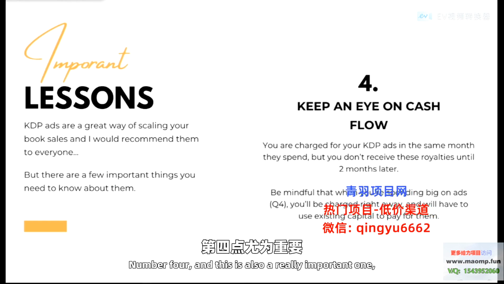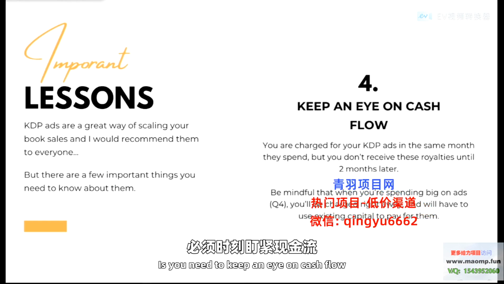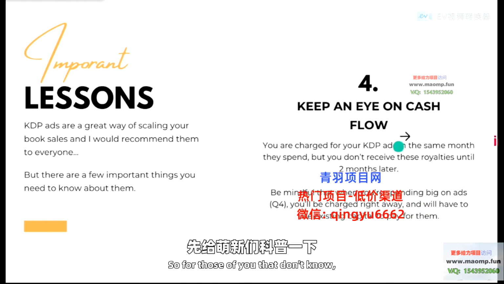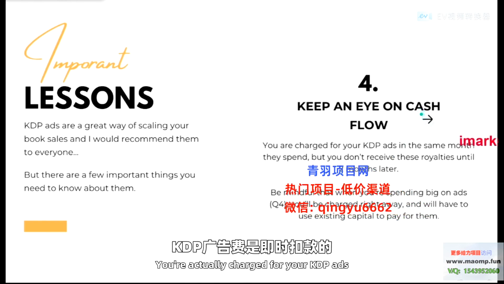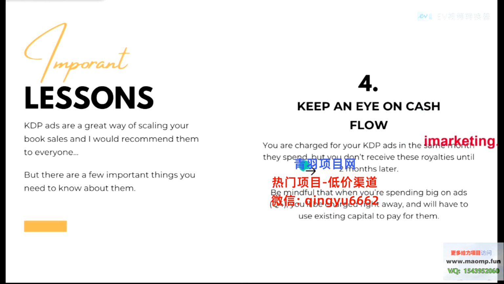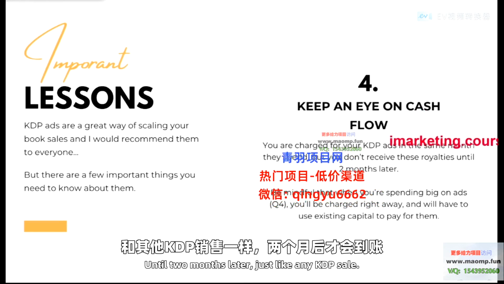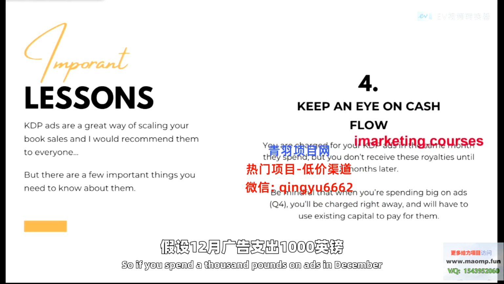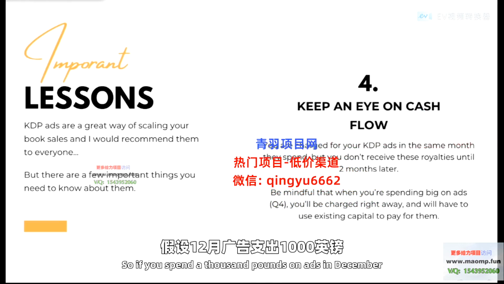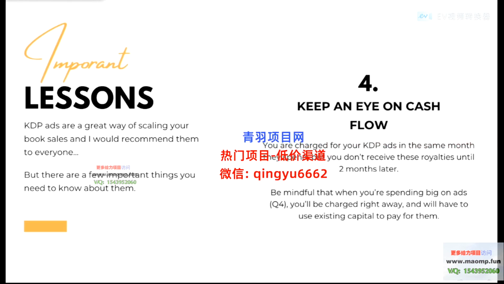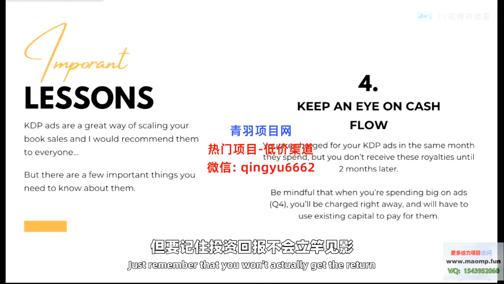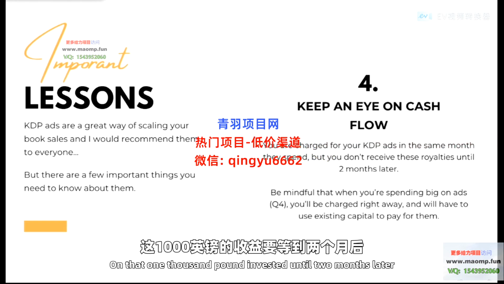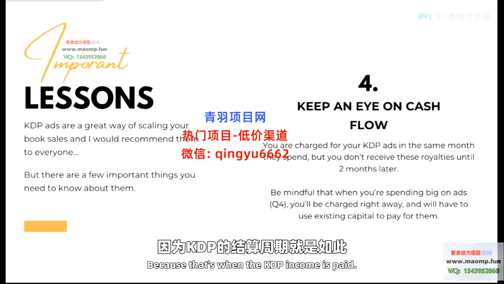Number 4, and this is also a really important one, is you need to keep an eye on cash flow when you're using KDP ads. For those of you that don't know, you're actually charged for your KDP ads in the same month that they spend, but you won't receive those royalties until 2 months later, just like any KDP sale. So if you spend £1,000 of ads in December and you maybe make £3,000 royalties, just remember that you won't actually get the return on that £1,000 invested until 2 months later, because that's when the KDP income is paid.